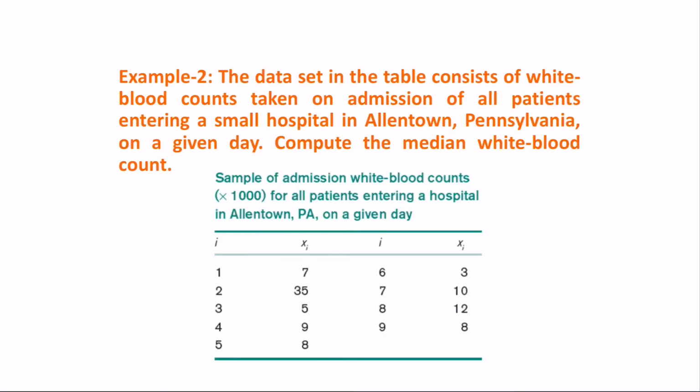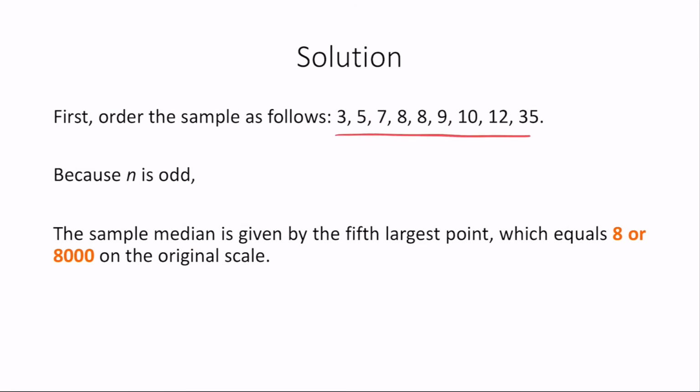Let's try another problem for median. Here you have a sample of admission white blood counts times 1000 for all patients entering a hospital in Allentown, Pennsylvania on a given day. So you have about 9 observations. The first thing we want to do is order the values. So this is the order.